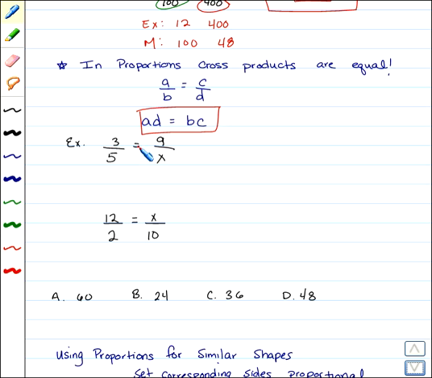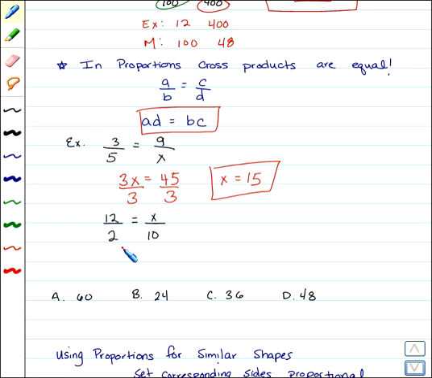So we have 3/5 is equal to 9 over x. We want to set this up using cross products. So we're going to set it up as 3x is equal to 5 times 9, which is 45. Now we divide both sides by 3, and that gives us x is equal to 15. So we can solve for a missing value in a proportion by simply using cross products.